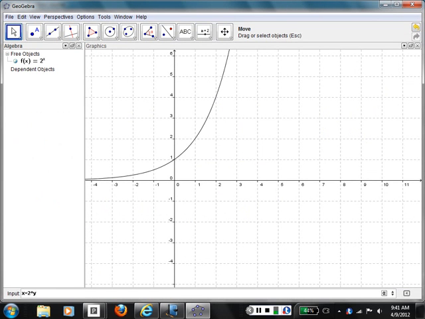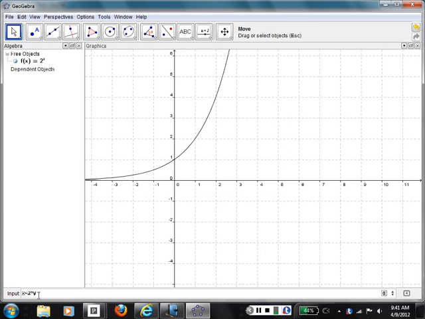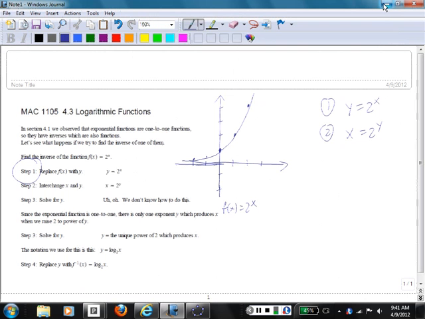Who thinks it will? Who thinks it won't? Who's like me and has no idea? I'm going to press enter and find out. Oh, okay. Didn't do it. So sad. Please enter a polynomial equation, x and y. So it'll do it when it's a polynomial, but not an exponential. Okay, we'll get back to that graph in a moment.